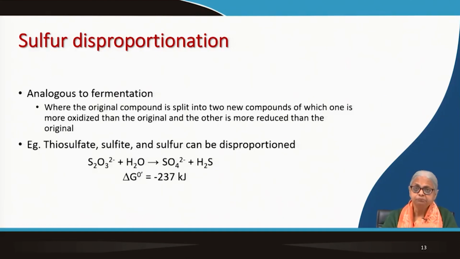Similarly here, at the reduced end of the sulfur oxidation states, you have sulfide. At the most oxidized end, you have sulfate. What is in between? We have thiosulfate and elemental sulfur that are in between. So either of them, thiosulfate, sulfite and elemental sulfur, can be disproportioned. So disproportioned means part of it will be oxidized and part of it will be reduced. So that is called disproportionation. It's similar to what we saw in fermentation.